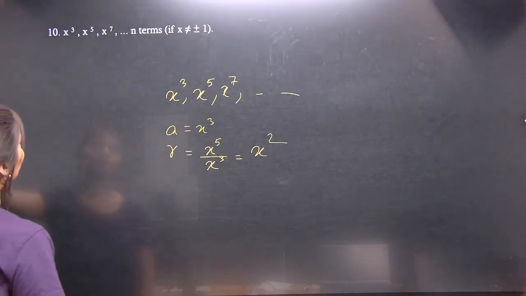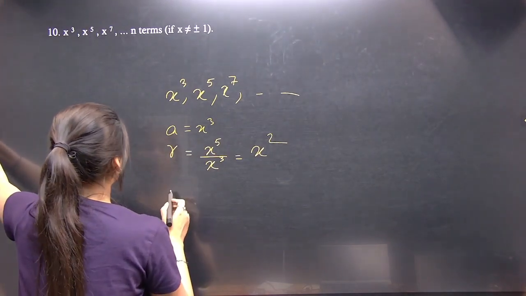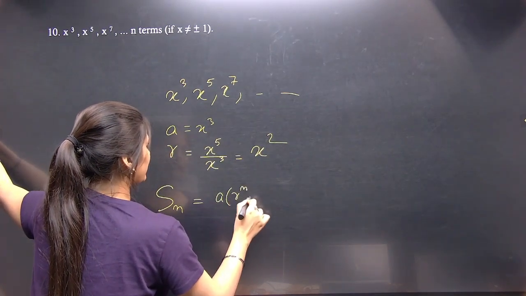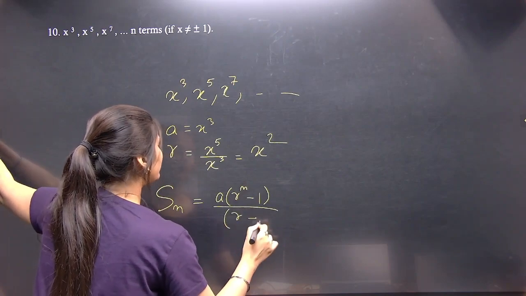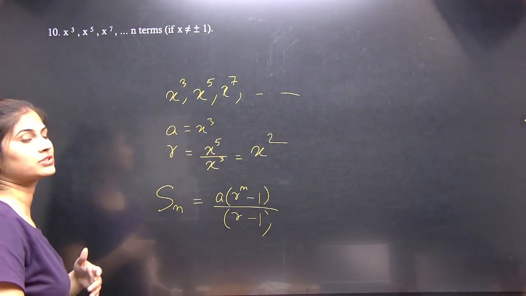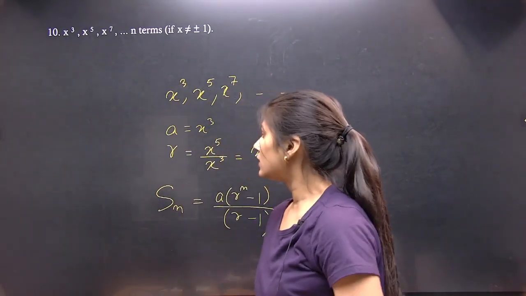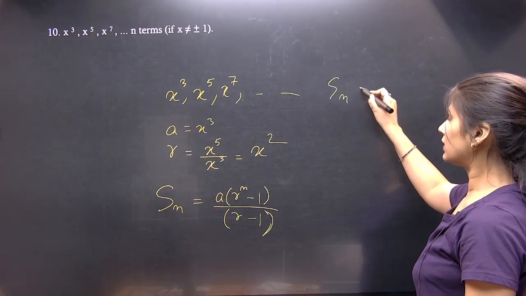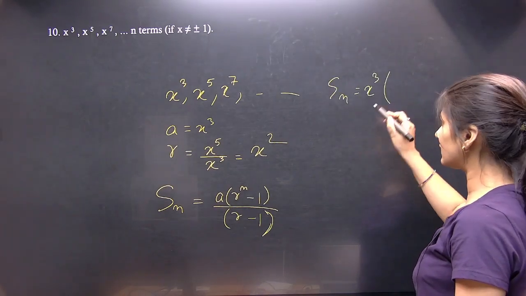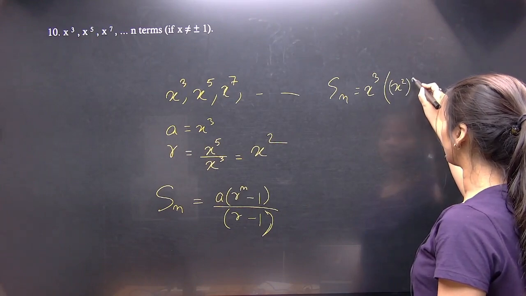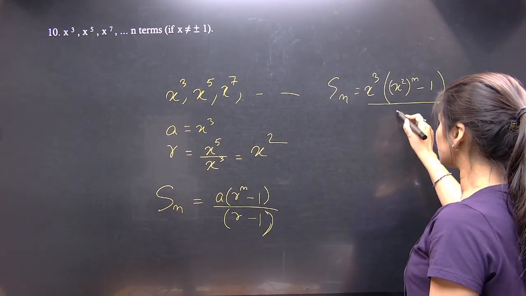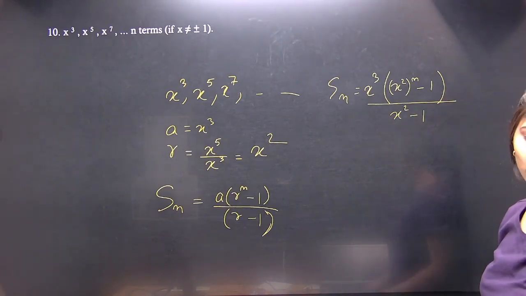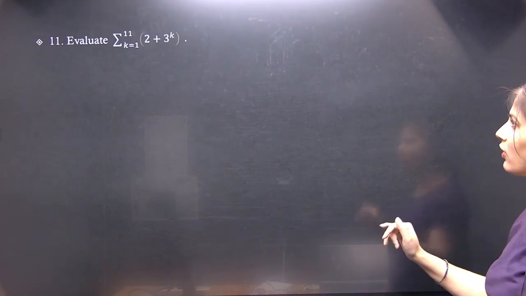Got it? Now Sn is equal to a(r^n minus 1) by r minus 1. When you don't know the value of r, which is a variable, then you can apply this formula only. So Sn is equal to x to the power 3 times (x square to the power n minus 1) by (x square minus 1). That's it. You don't need to solve it further. Now moving on to question number 11.